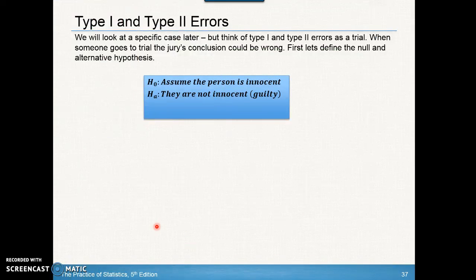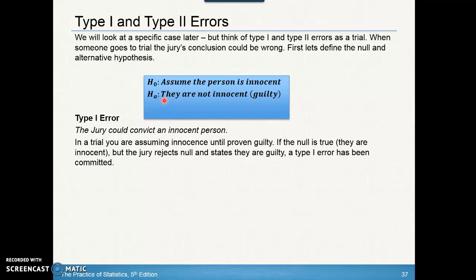Now the most important thing when we're doing this is to make sure that we understand this in context. We're going to look at a specific case later, but think of type 1 and type 2 errors as a trial. When someone goes to trial, the jury's conclusion could be wrong, but first let's define a null and alternative hypothesis to see what this looks like. When you go to court, you're always going to assume that the person is innocent. You're innocent until proven guilty. The alternative is that they are not innocent, or they're guilty.